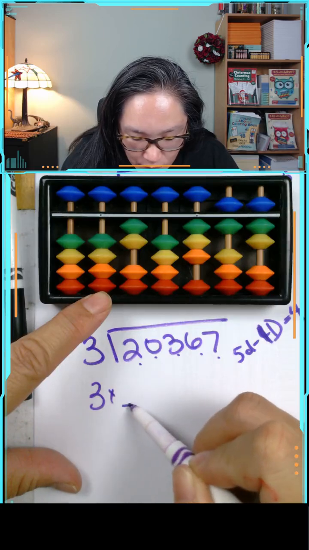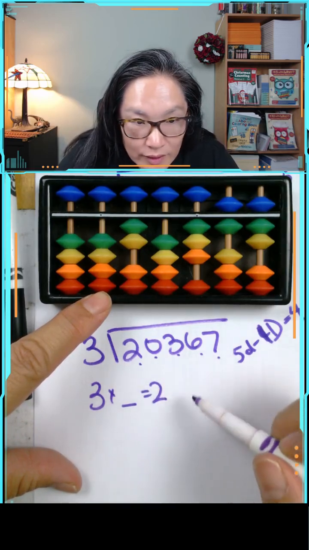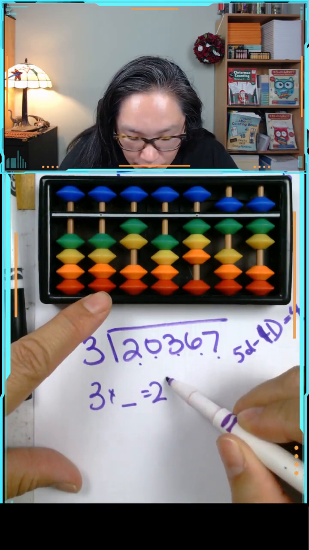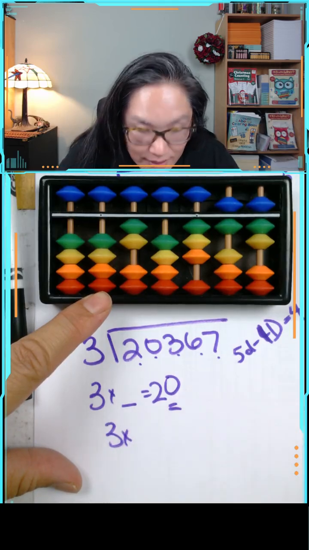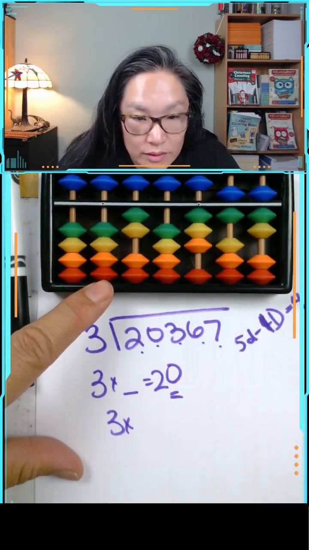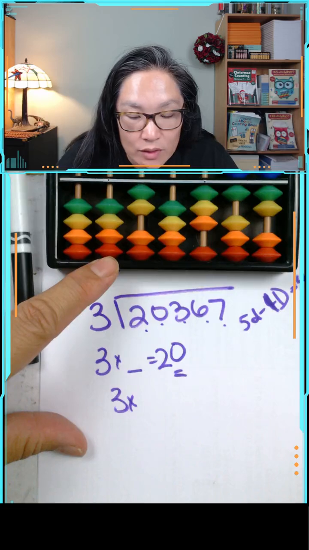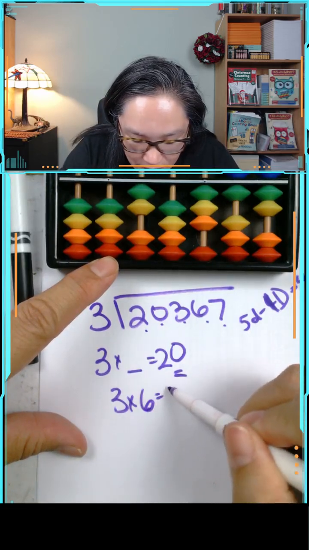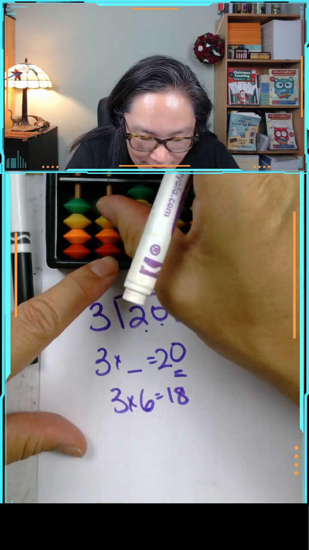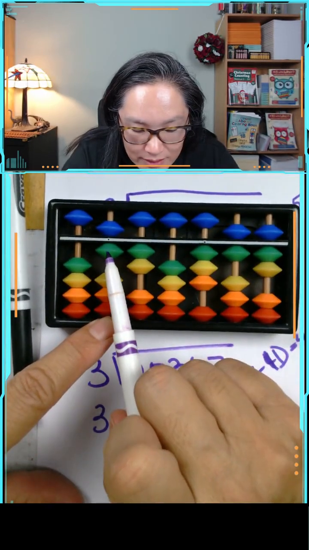3 times what is equal to 2? Cannot do it. We got to make this a double digit. Bring down the 0, right? So 3 times what is closest to 20? 6? Yes. 6 times 3 is equal to 18, right? So you add the 6 to the abacus.